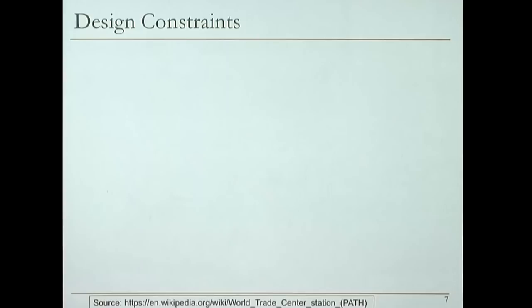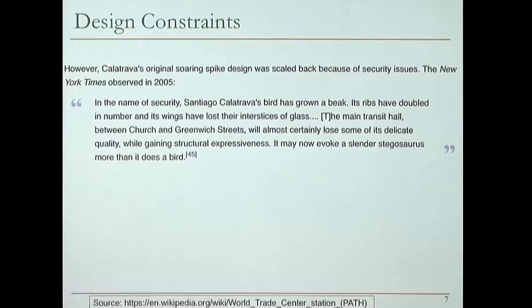Okay, so this is a principled design. We'll talk about principles a lot in this course, but I just want to motivate you right now. Any design in the end comes with design constraints. And even this beautiful design came with some design constraints. If you read the Wikipedia page, there is a quote saying that Calatrava's original soaring spike design was scaled back because of security issues. They were too big, I guess. I don't know. They don't detail it.